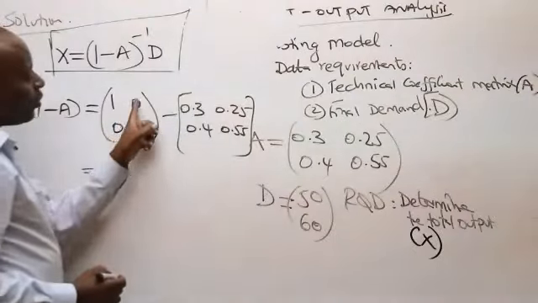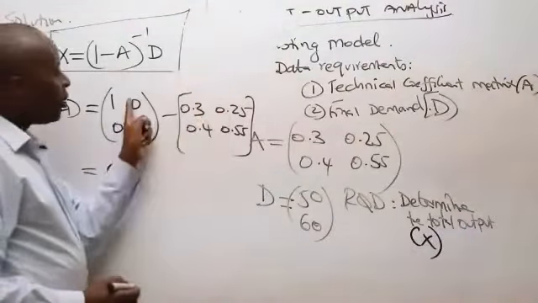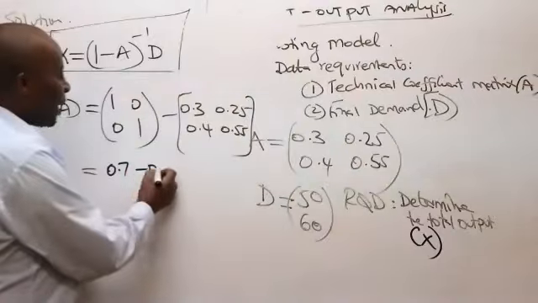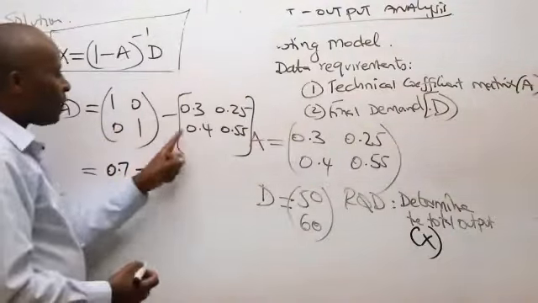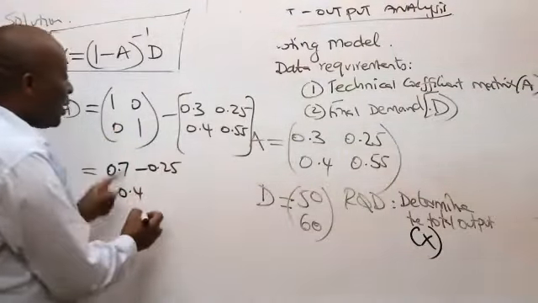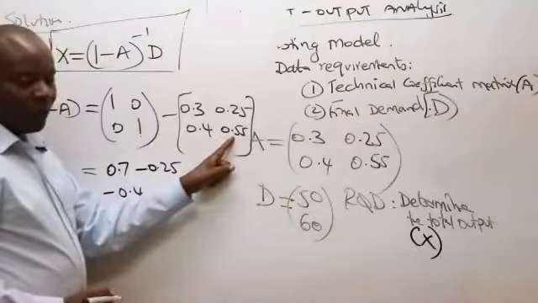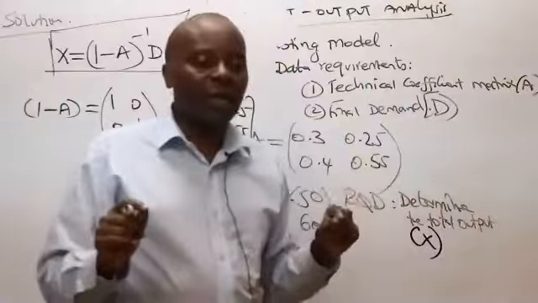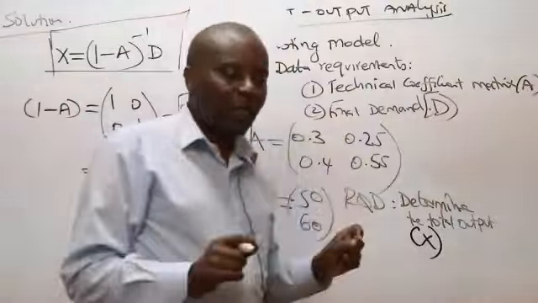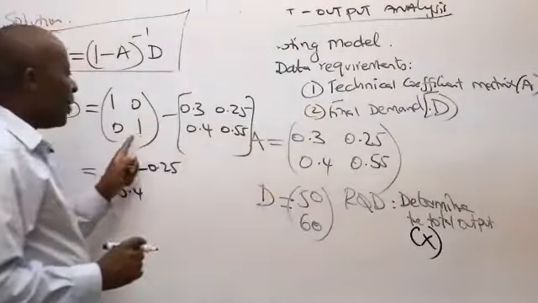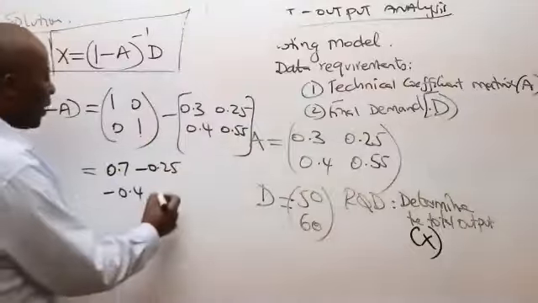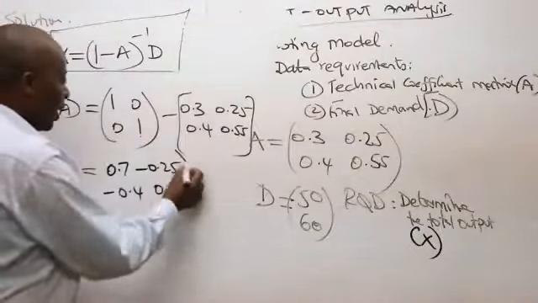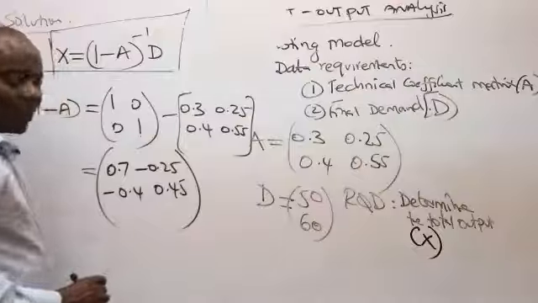And then now we have 0 minus 0.25. 0 minus 0.25 gives us minus 0.25. Then this gives us minus 0.4. We are subtracting corresponding elements. So 1 minus 0.55 gives us 0.45 like that.